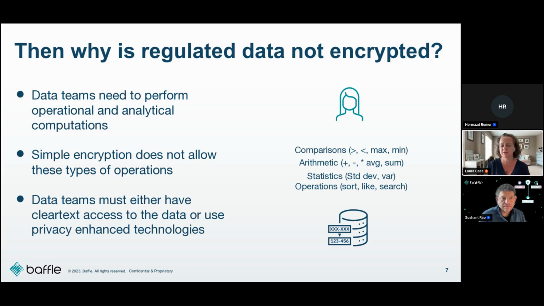So even something as simple as sorting data is impossible while that data is encrypted, much less some of the more complex operations that data teams do when analyzing data. Here you can see some pretty simple examples: min, max, sort, search, averages. You simply cannot do that when data is encrypted. So this leaves data teams with very few options.